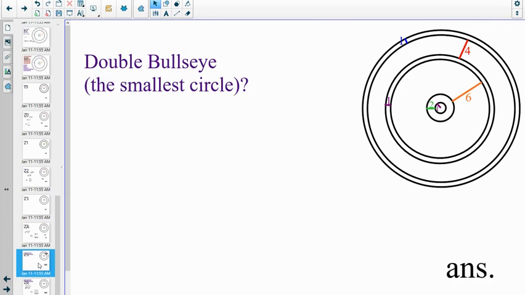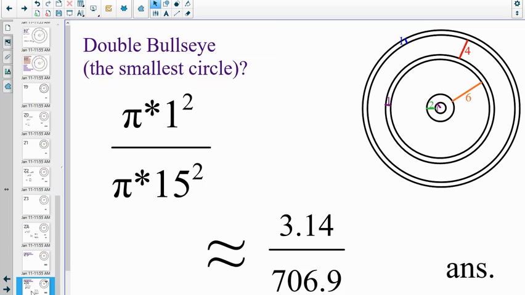And then finally, the last one is the little tiny inside, this little circle here with the radius of 1, the double bullseye. Circle with the radius of 1 divided by the whole dartboard, which was a circle with the radius of 15. So pi times 1 squared for the little tiny circle in the middle, pi times 15 squared for the whole dartboard, 3.14, which is pi, divided by 706.9, and I get 0.0044 out of my calculator, which means it's only a 0.44%, less than a percent, less than half of a percent chance of landing in that region.